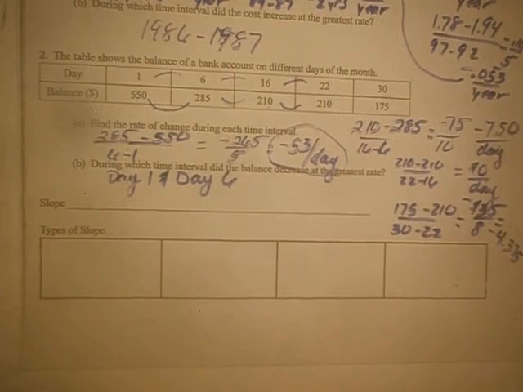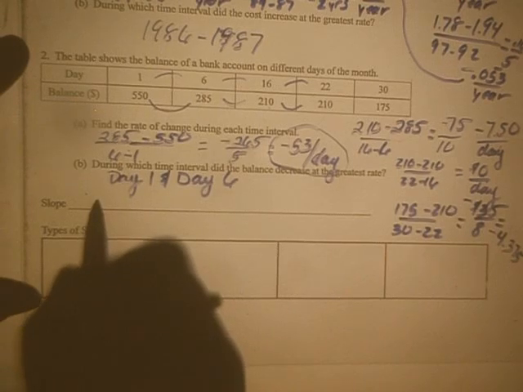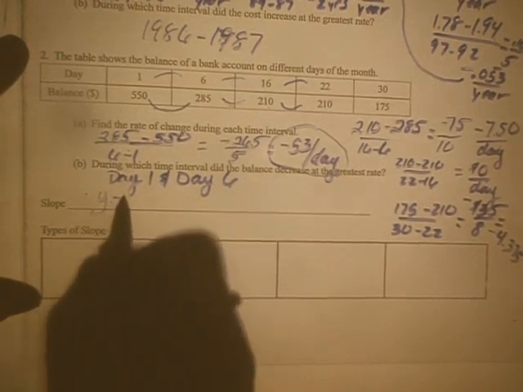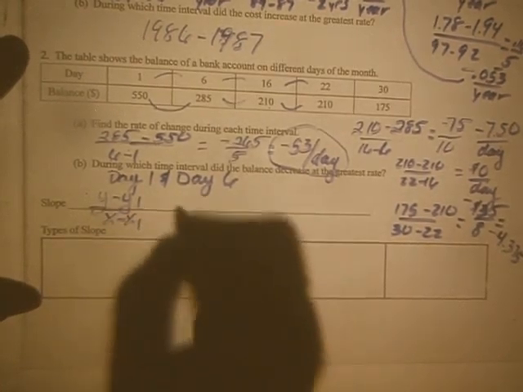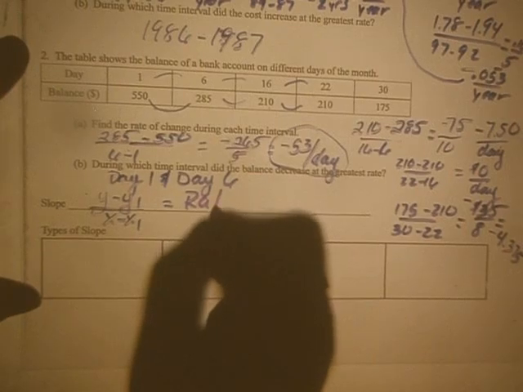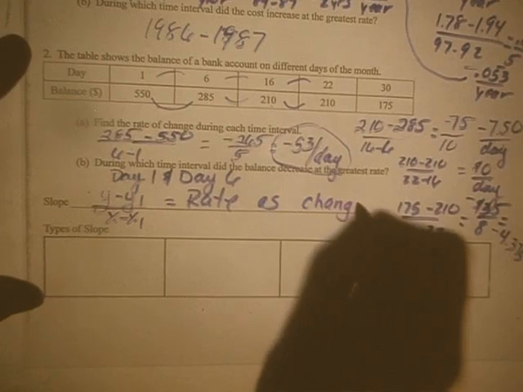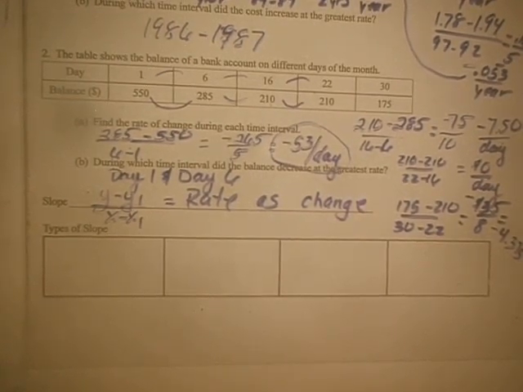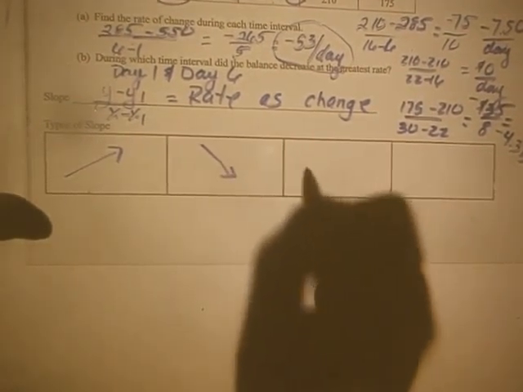Slope is the next concept we're going to cover, similar to what we just did with the rate of change. And your slope formula is y minus y1 over x minus x1. And that actually is the same as a rate of change. And there are 4 different concepts within slope. You can have slope that looks like one of these 4 pictures.